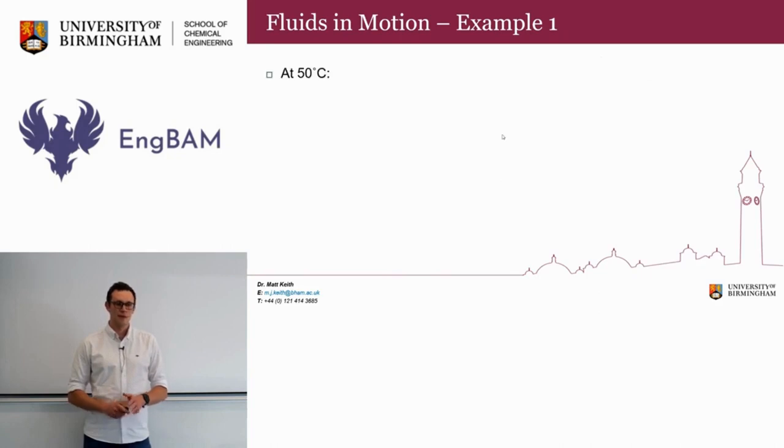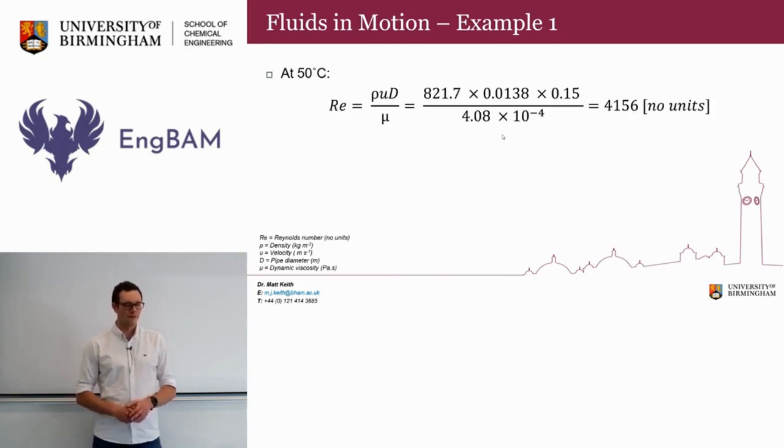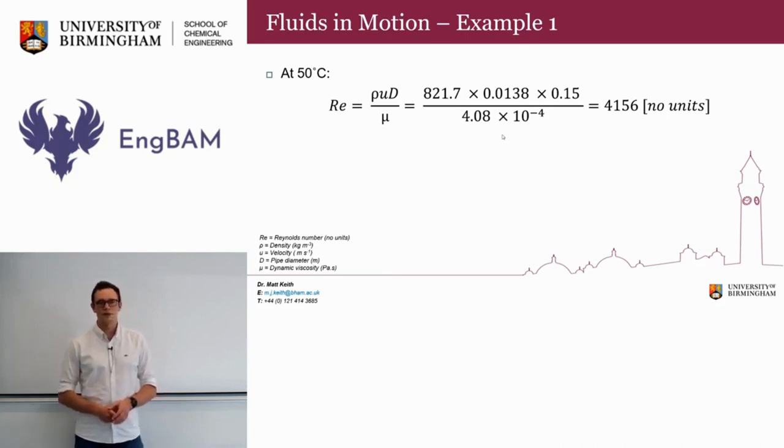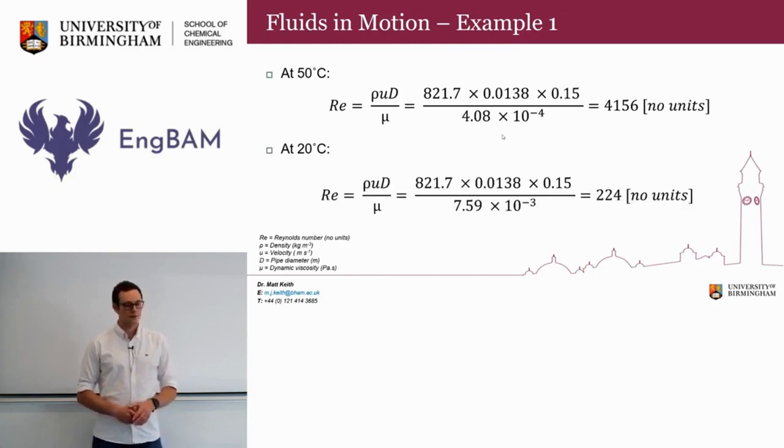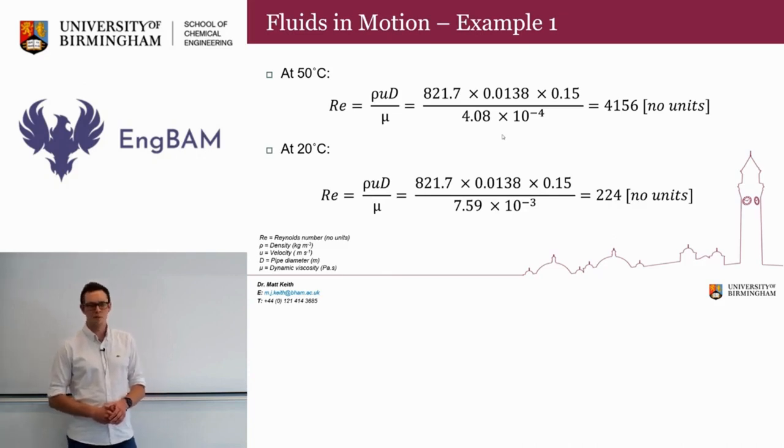So, we have everything we need now. At 50 degrees C, we just substitute in our values for density, velocity, diameter and viscosity, and we get a Reynolds number of just over 4,000. So we know that initially, when the fluid is at 50 degrees, we've got turbulent flow. At 20 degrees, when our viscosity has dropped, our Reynolds number is much lower. It's only 224. So that means we now have a laminar flow.